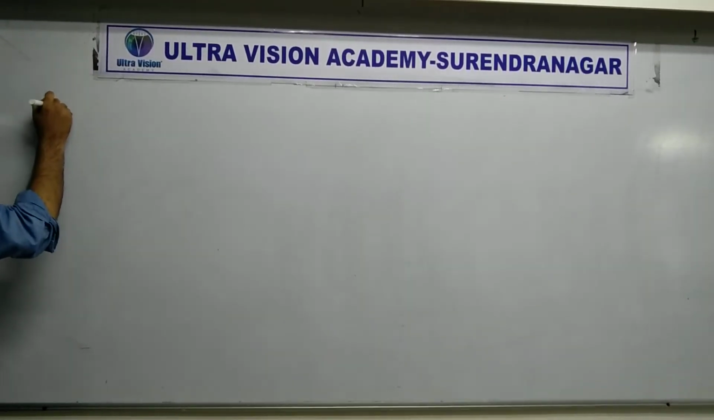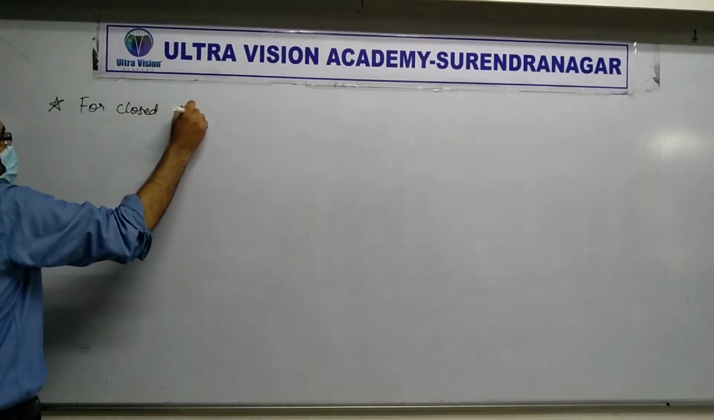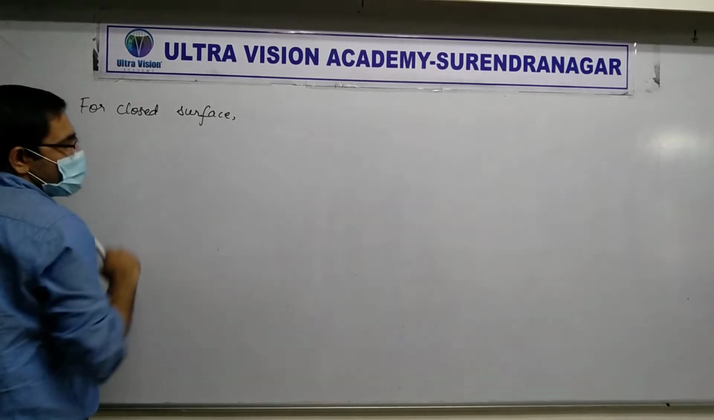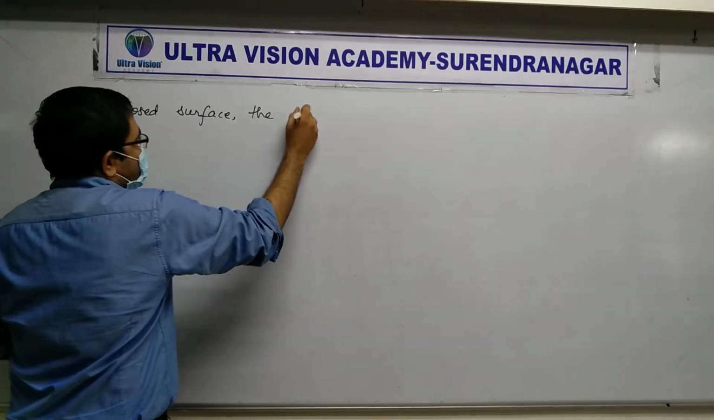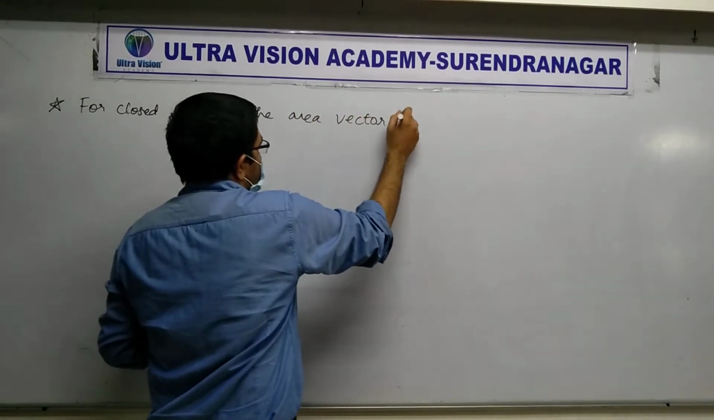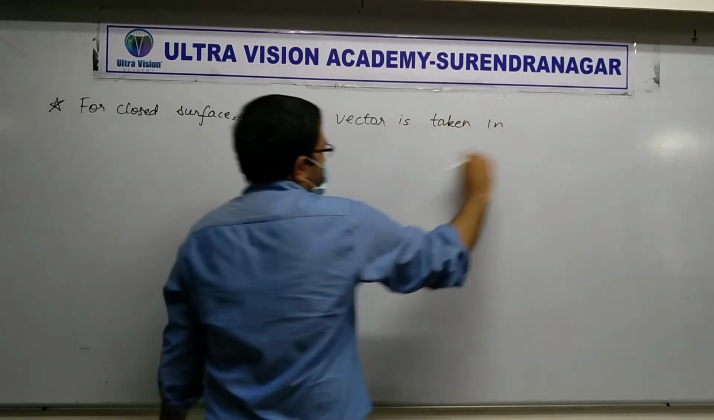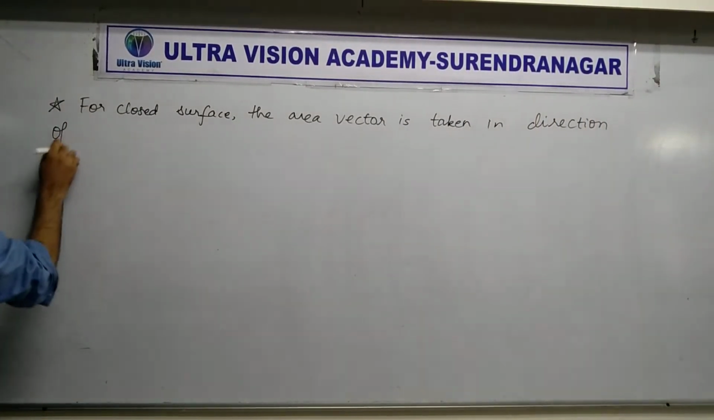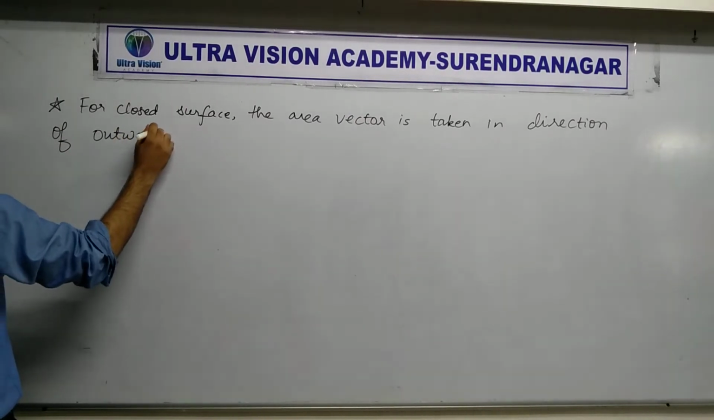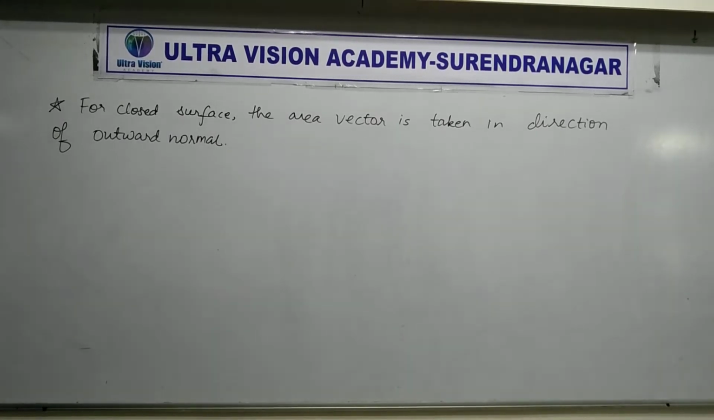First of all, there is a convention that for closed surfaces, the area vector is taken in direction of outward normal. Okay, for closed surfaces, the area vector is taken in direction of outward normal.